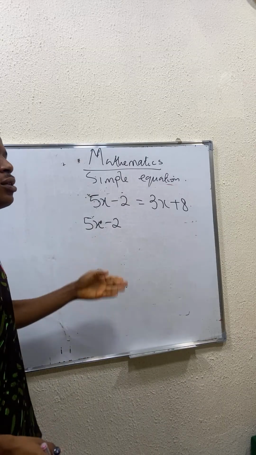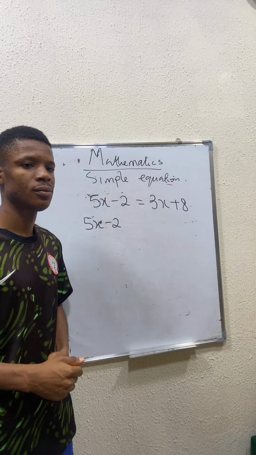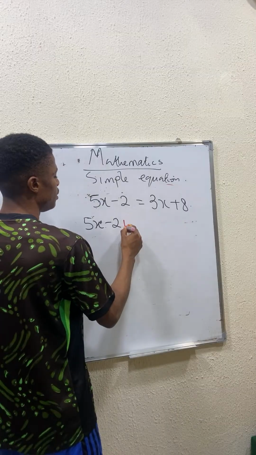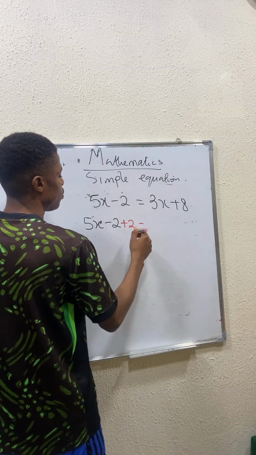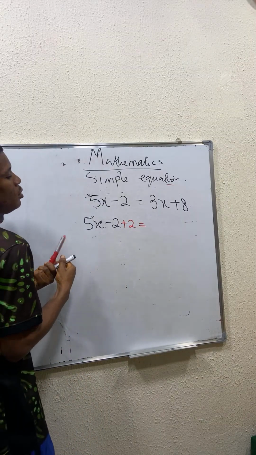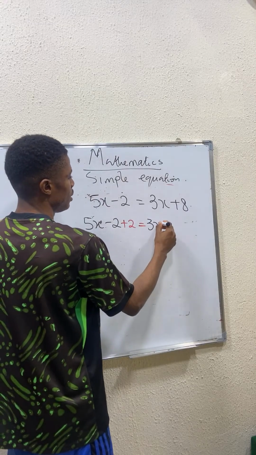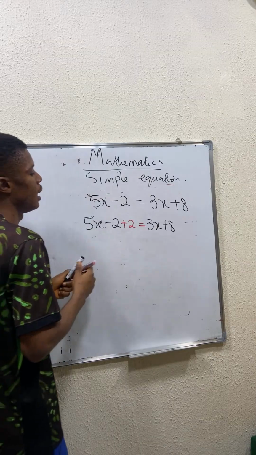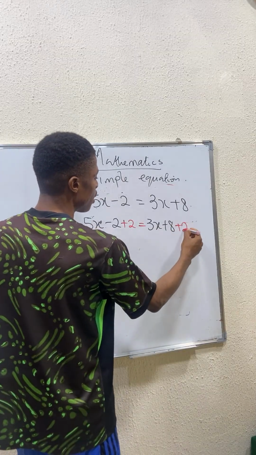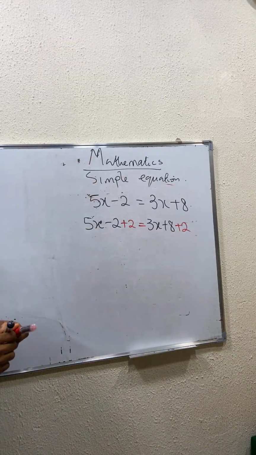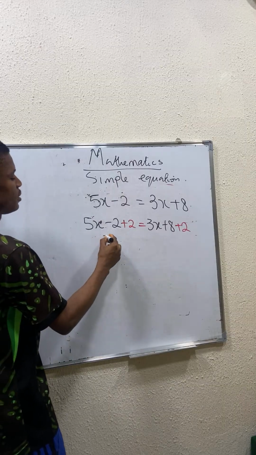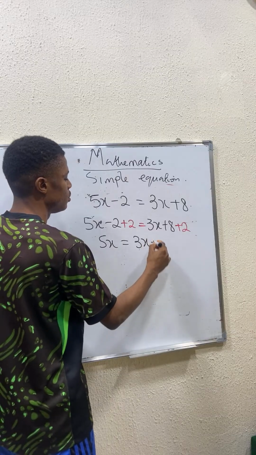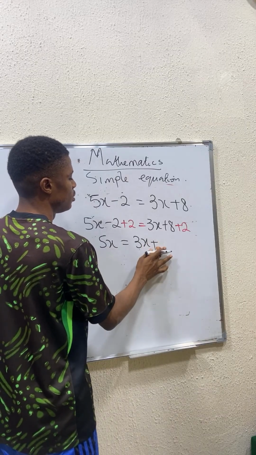What should we add or subtract here? Well, you can subtract minus 2. You add 2 to both sides, and that equals 3x minus plus 8. You are adding 2 to both sides. So if you do that, the left hand side remains only 5x, and the right hand side increased to 3x plus 10. Okay?